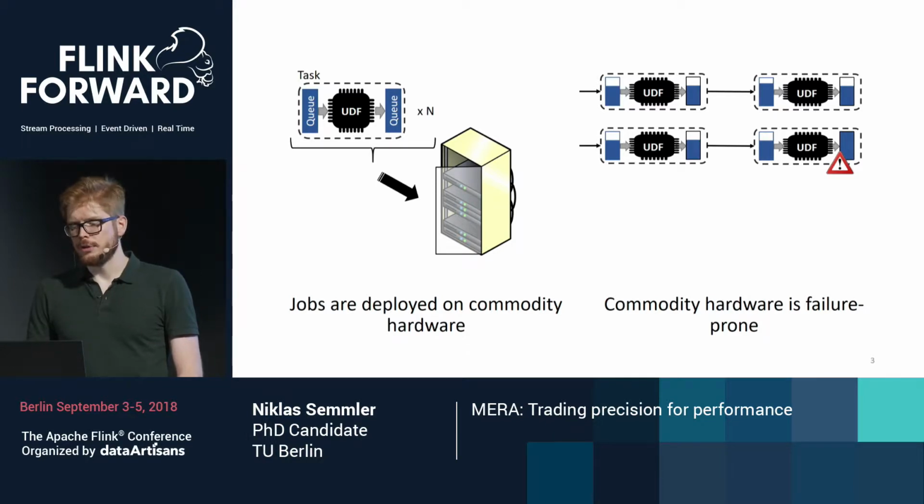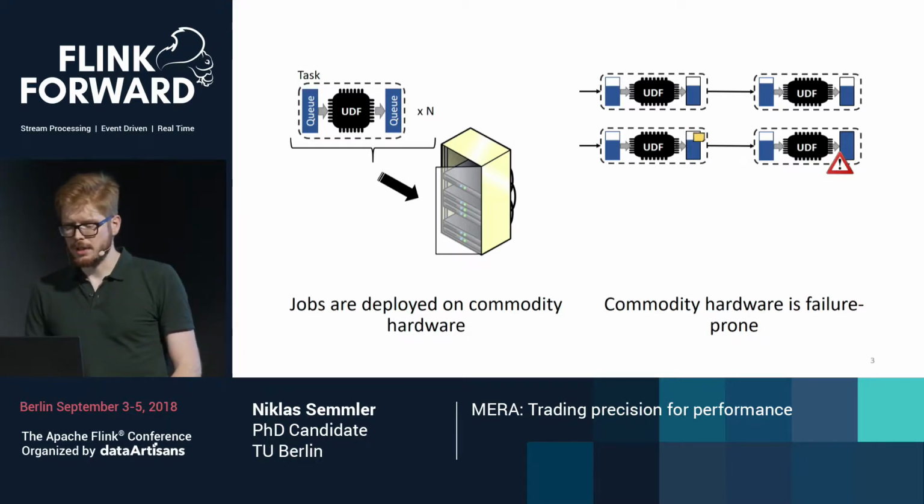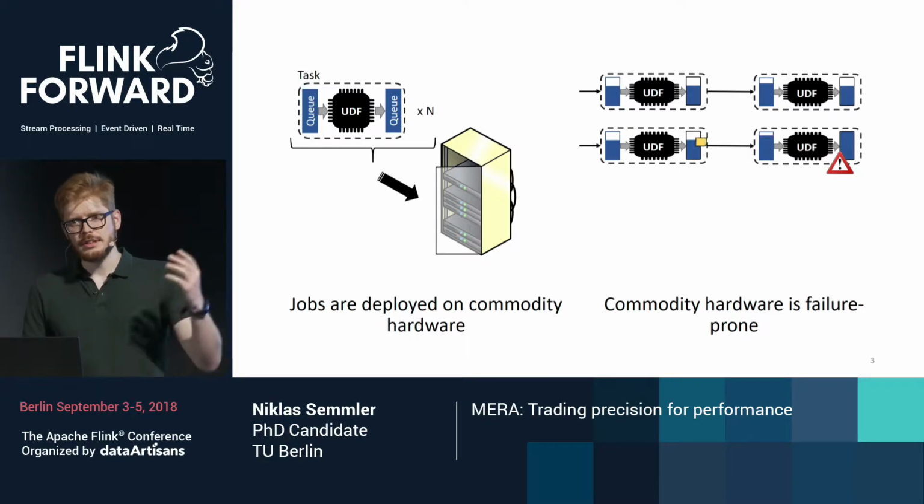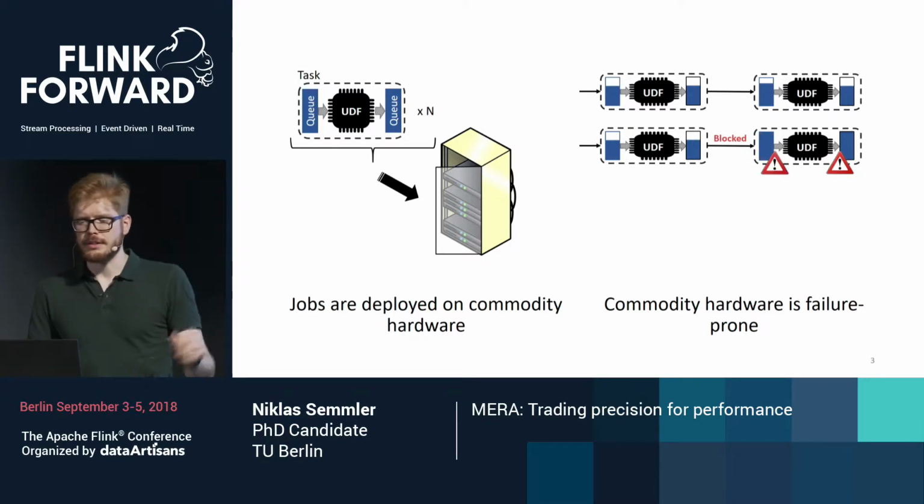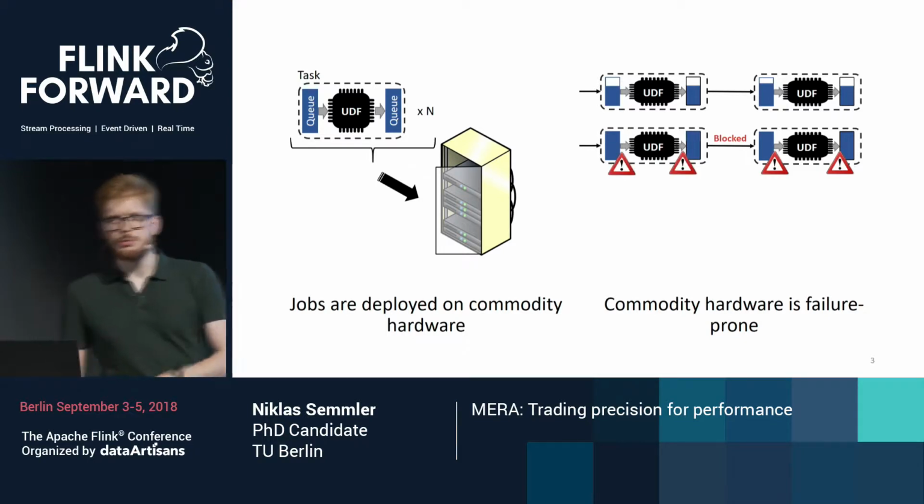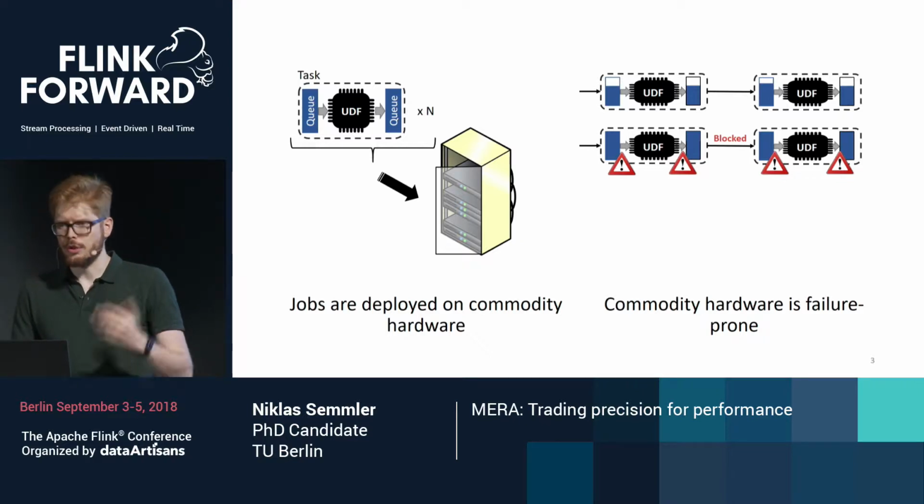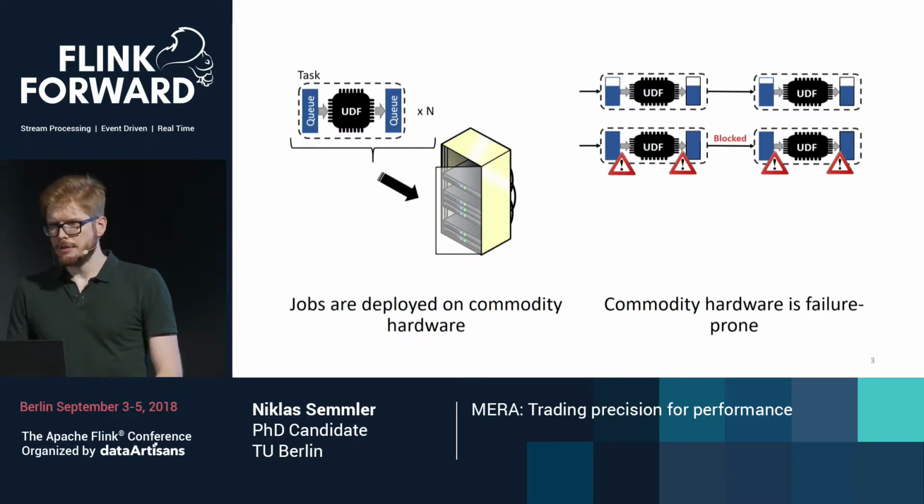Unfortunately, this commodity hardware is failure prone. So it might happen that the output queue of the second task will be full, like you can see here on the slide. In that case, the records will stop at the second task, and the queue will run full, and also the queues of the first task will run full. And that means that the connection will be blocked, a phenomenon that we describe as backpressure.